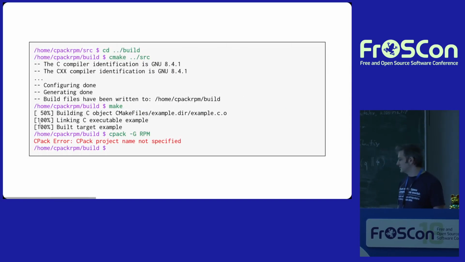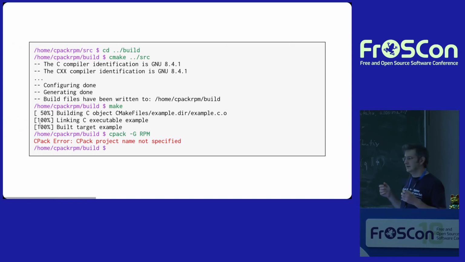And as good CMake practices usually are, I have a separate directory for the source code and a special one for the build. So now I switched from source to the build, and I run CMake, specifying where the sources are. CMake runs, detects the versions, and so on. Then I run make, it compiles something. And then I run CPack -g RPM.